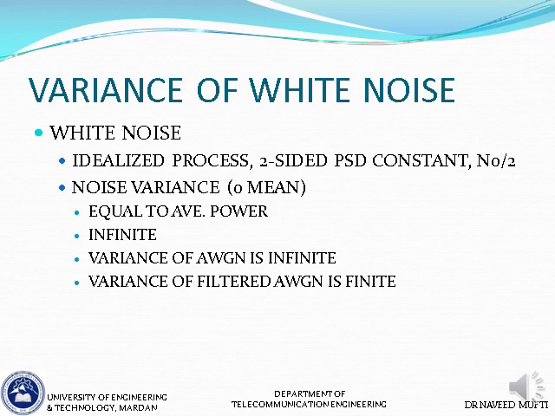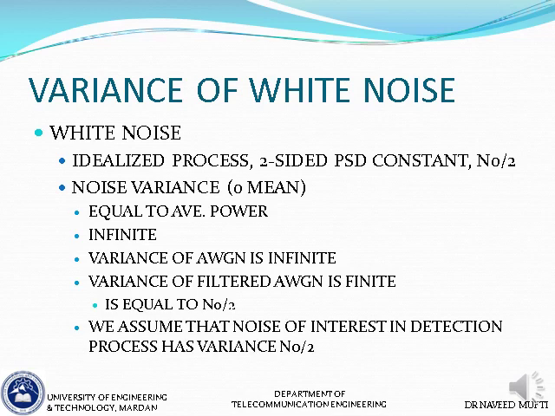It is a finite value. From here onward, we will assume that the noise of interest in the detection process is finite, and it has a variance of N0 by 2. So that's what we need to remember with reference to AWGN.